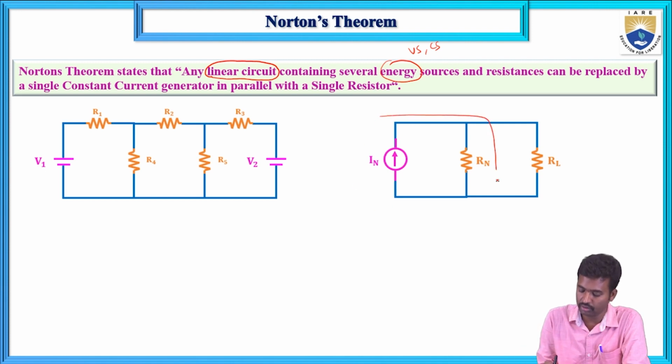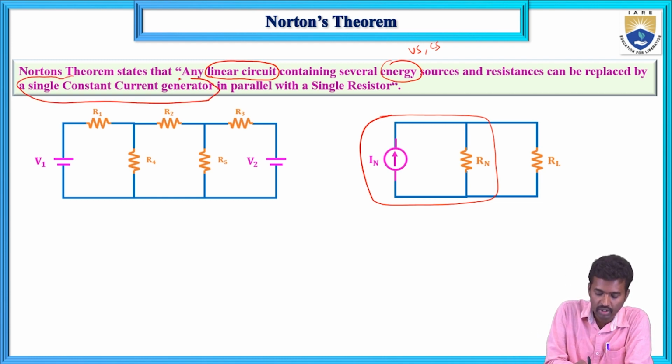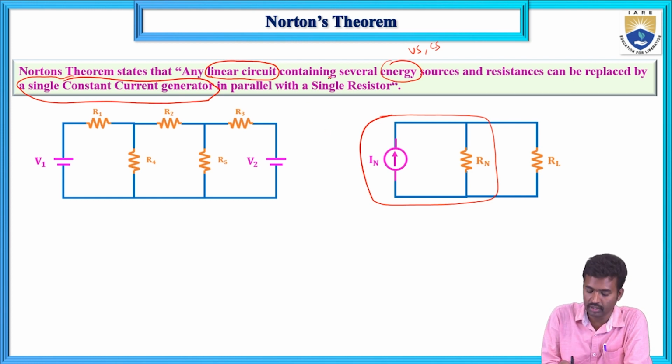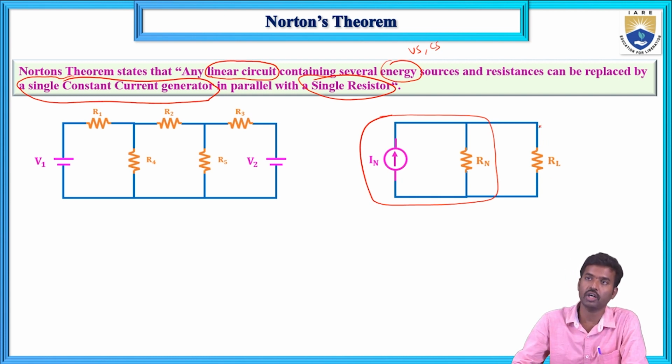That single equivalent circuit consists of a constant current source, a current generator, and a single resistor. That single equivalent circuit consists of one current source in parallel with a resistance connected across the load terminals. This current source is known as IN and this resistance is known as RN. IN means Norton's current and RN indicates Norton's resistance, and RL is the load resistance in which current is to be calculated. Now how do you calculate this IN?